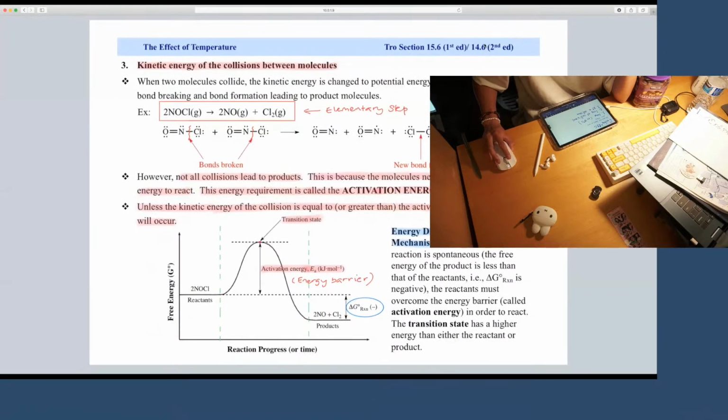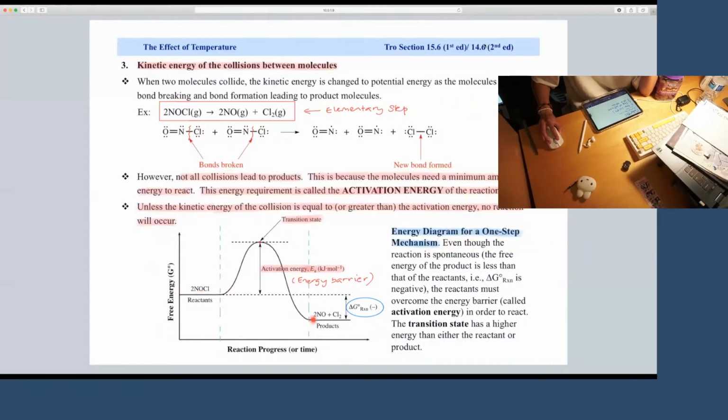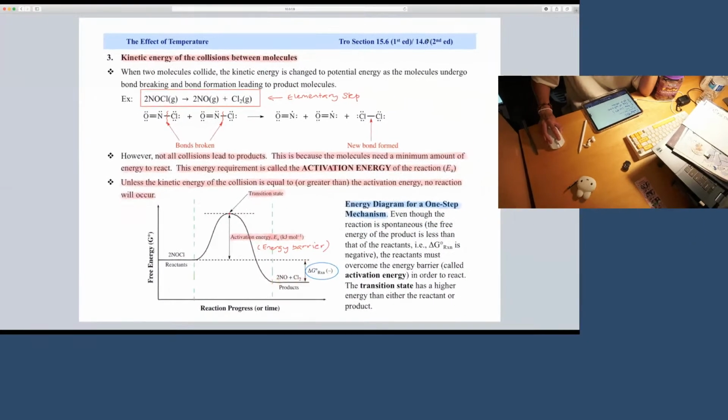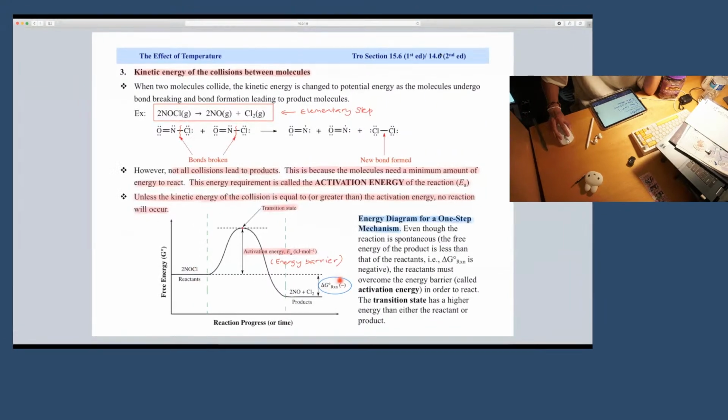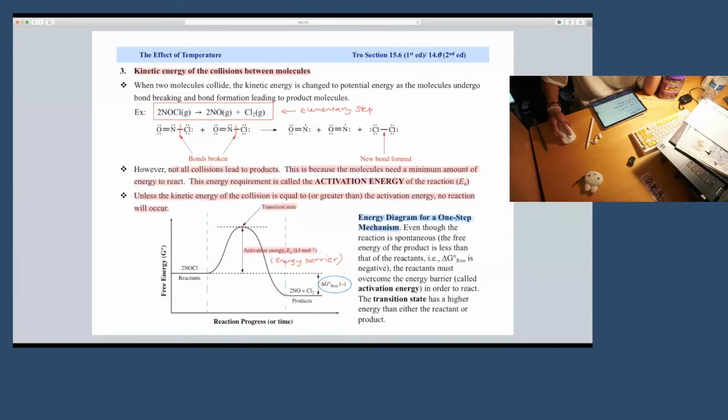And to begin with, if we take the free energy of the reactants and the free energy of the products, we can see that the free energy of the products is less than the free energy of the reactants. Therefore, the change in free energy for this reaction is negative. And so if delta G naught reaction is negative, we know that this is a spontaneous reaction, and therefore this will take place on its own without any external influence.